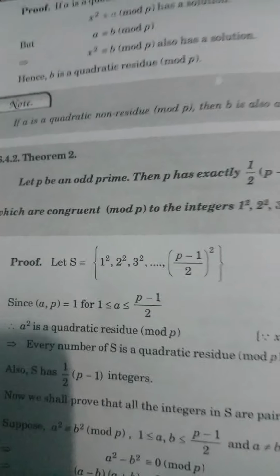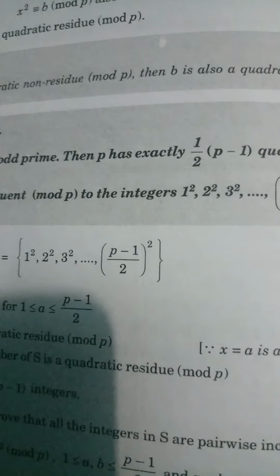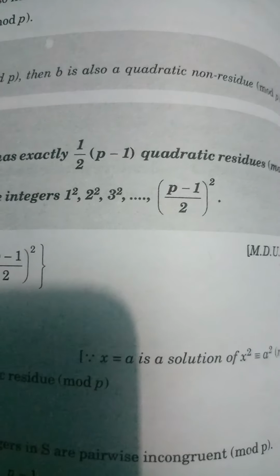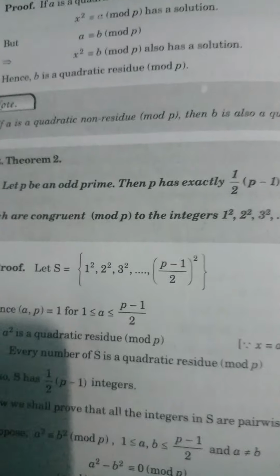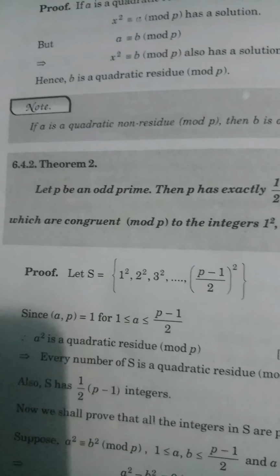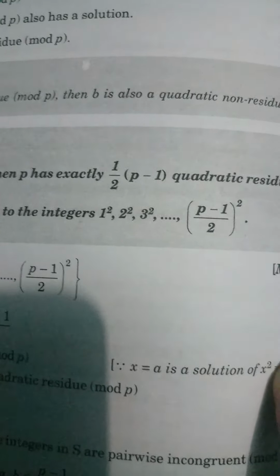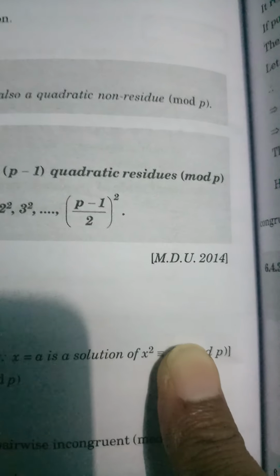Theorem 2 है, let P be an odd prime. P क्या odd prime है, then P has exactly half P minus 1 quadratic residues mod P which are congruent mod P to the integers 1 का square, 2 का square, 3 का square, P minus 1 by 2 का whole square. तो this comes in MDU 2014.